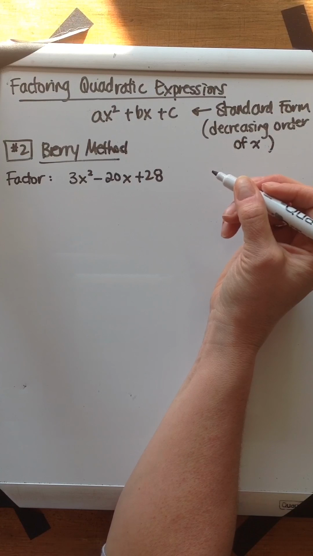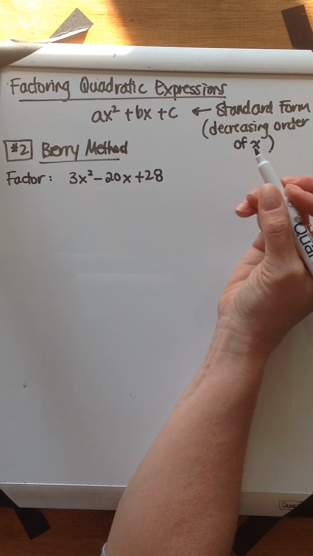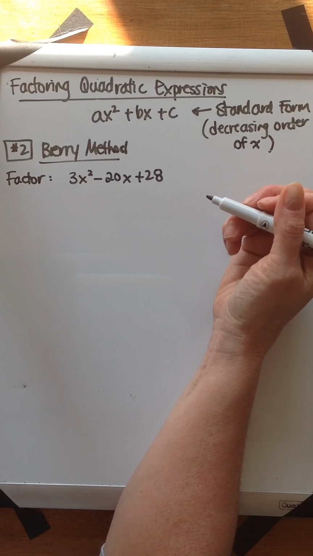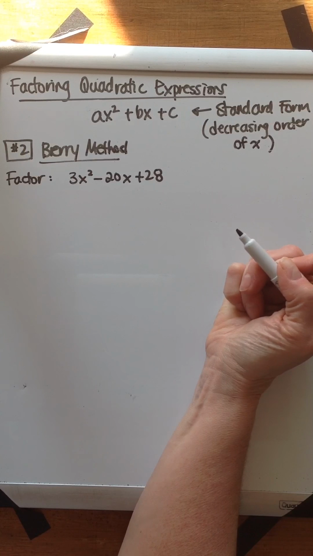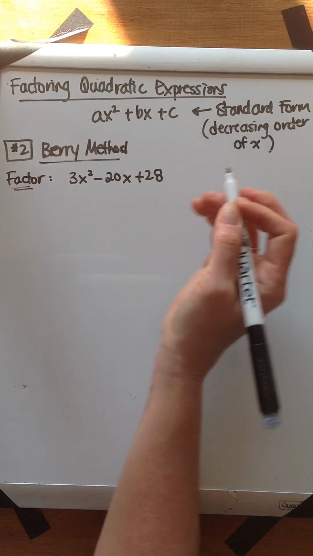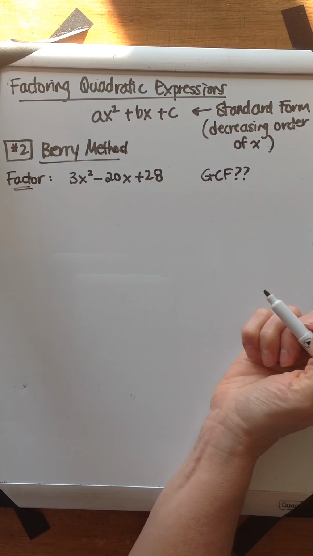And again, it doesn't matter to me which method you use. You choose the one that makes the most sense to you. So here's how the Berry method works. We say factor this. And again, your number one step always when you're being told to factor is to ask yourself, is there a greatest common factor that I can take out first?